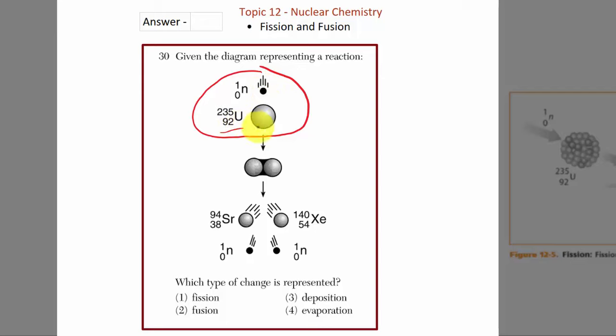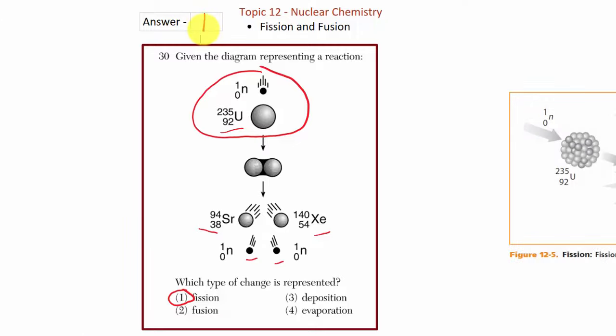And that great big nucleus of the uranium is being split into 2 parts, relatively large atoms, strontium and xenon in this case, and 2 small neutrons also being emitted. So we are splitting an atom. We're taking a large nucleus, splitting it. That process is known as nuclear fission. Answer number 1. You've seen this diagram before.